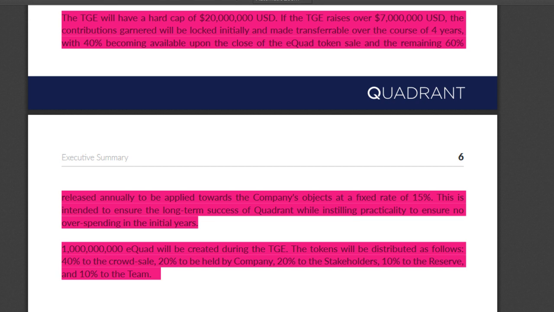Then you got a whole pile of eQuad that's going to be created during the TGE event that's going to be distributed as follows: 40% for crowd sale, 20% being held by the company, 20% for stakeholders, and 10% reserve, 10% for team. That'll be broken down at the end of the white paper as well as what each portion of those are going to be used for. But this should answer most of those what's the money going to get spent on questions in an overview fashion.